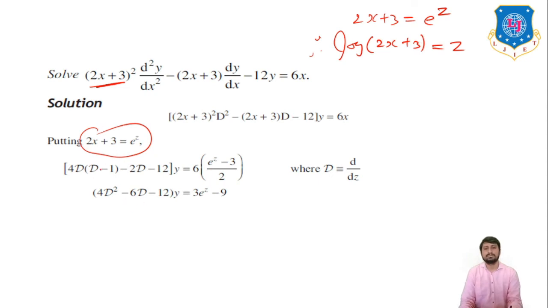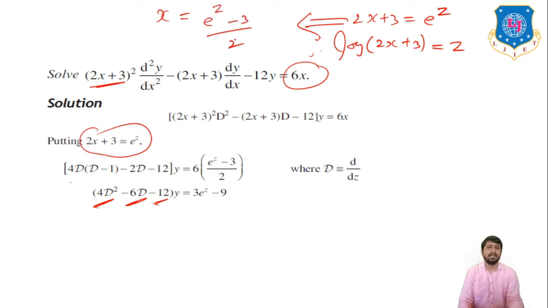4, okay, 4d into d minus 1 minus 2d minus 12. So 4d square minus 4d minus 2d minus 6d minus 12 into y, that is equal to, here you can see that x, the value of x you can find out from this equation. The value of x is what? Easily e raised to z minus 3 divided by 2. Okay, so this is the value of x.